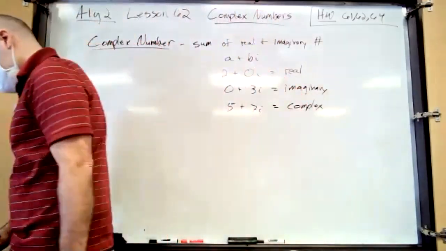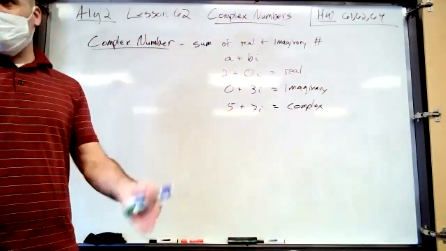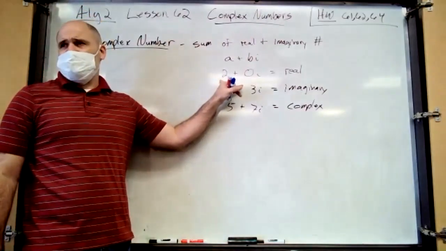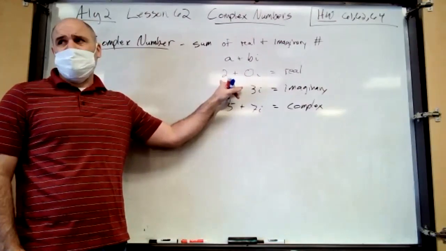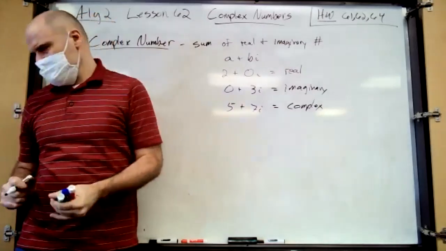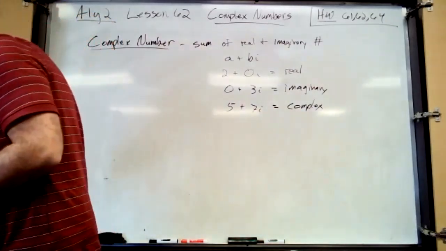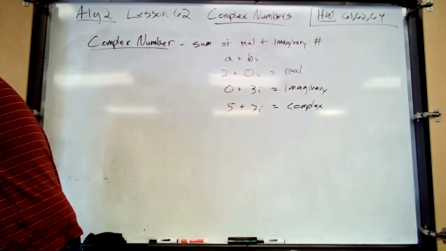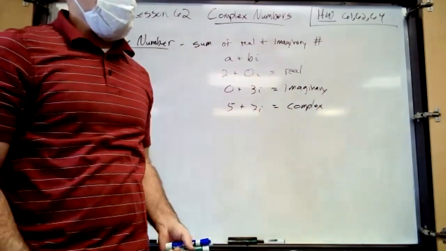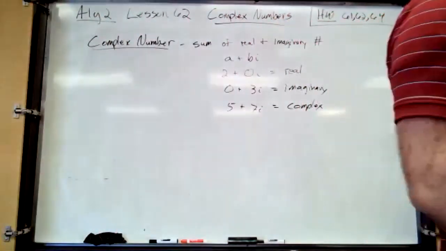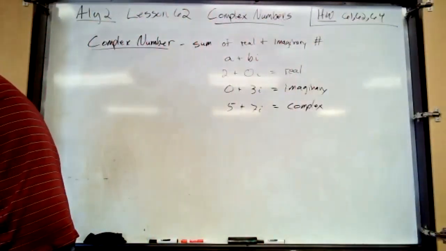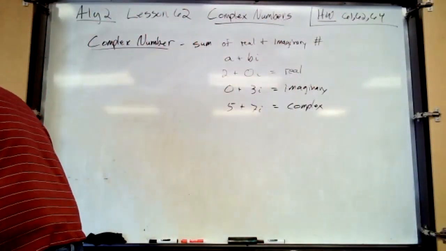Because technically, you can write any number like a complex number. If I wanted to say 2, I could say 2 plus 0i. That's a complex number, theoretically. But it would probably be like an improper complex number if you wanted to call it a complex number. So we basically have to say a can't be 0 or b can't be 0 if we want it to be a true complex number. I don't think we need to get into that. I mean, it's pretty self-explanatory.